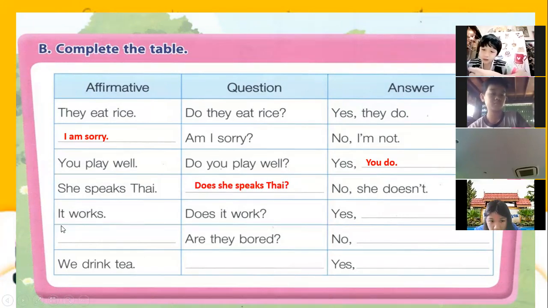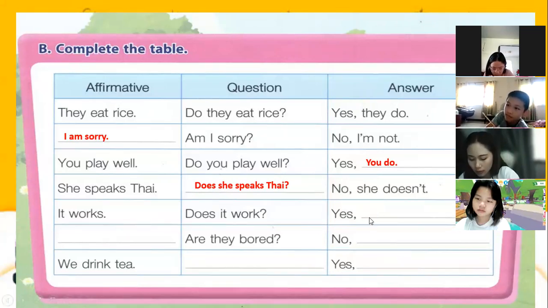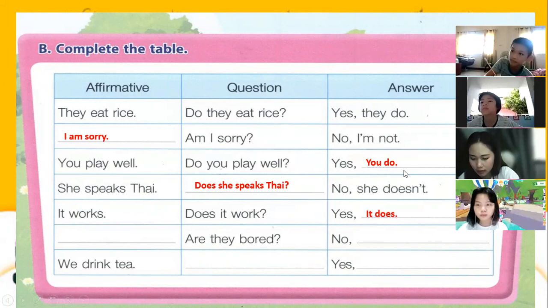Okay, now the next sentence we have, it works. Now the question is, does it work? So what will be the answer? Let me ask Kwan. Does it work? Yes, it does. Very good. I already told you, for he, she, it, we are going to use does. For I, we, you, they, we are going to use do.